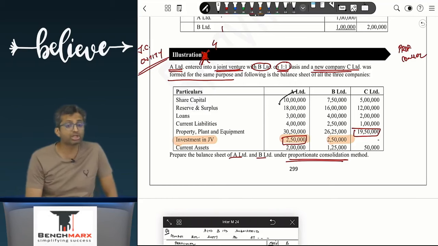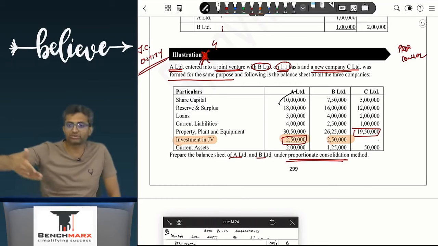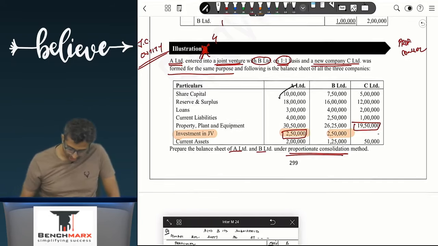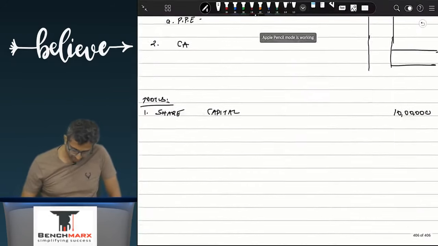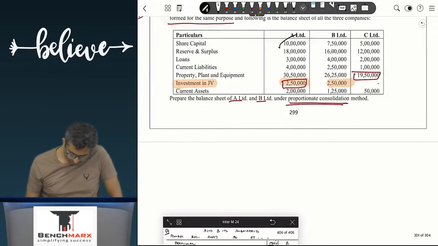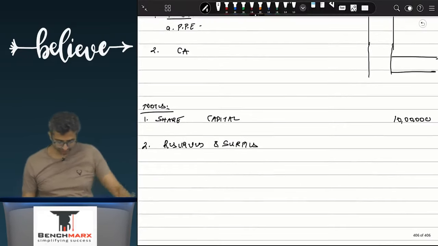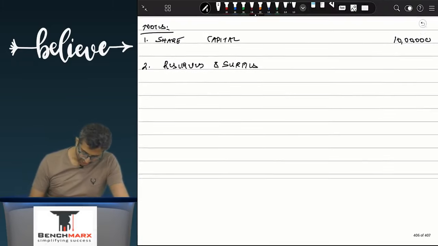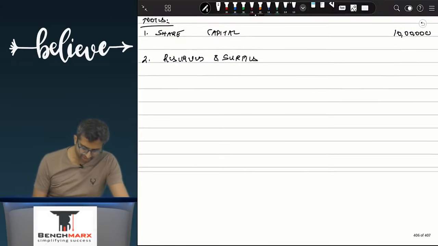What is working note 3? Working note 3 is minorities. You don't need that because you're doing proportionate consolidation. So over here, this is note 1. Note 2, reserves and surplus. Are we given some reserve balance? Like we have P&L, general reserve, did they give anything like that? Is just the reserves and surplus given? So what will we do? We will prepare the notes, and whatever reserve comes, we will see in the working note.